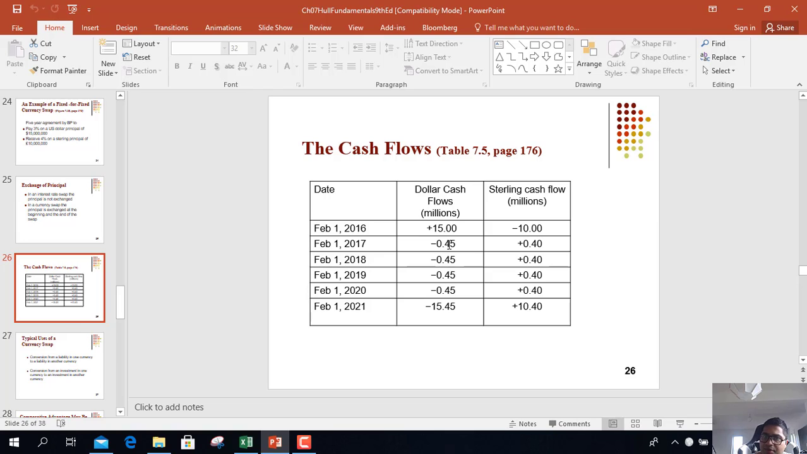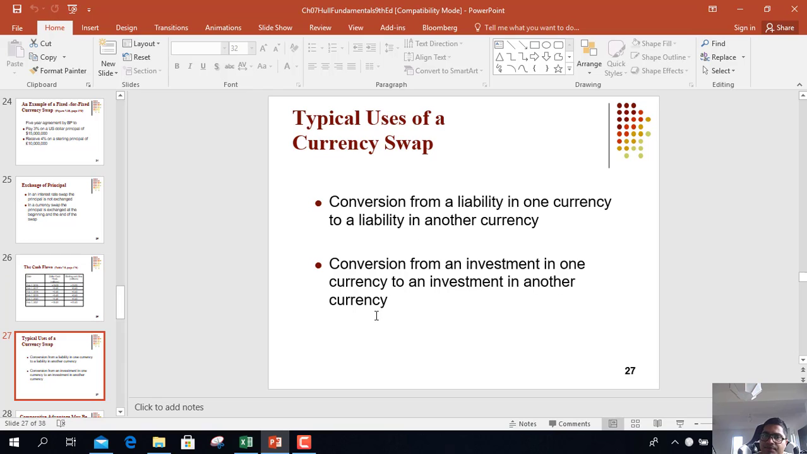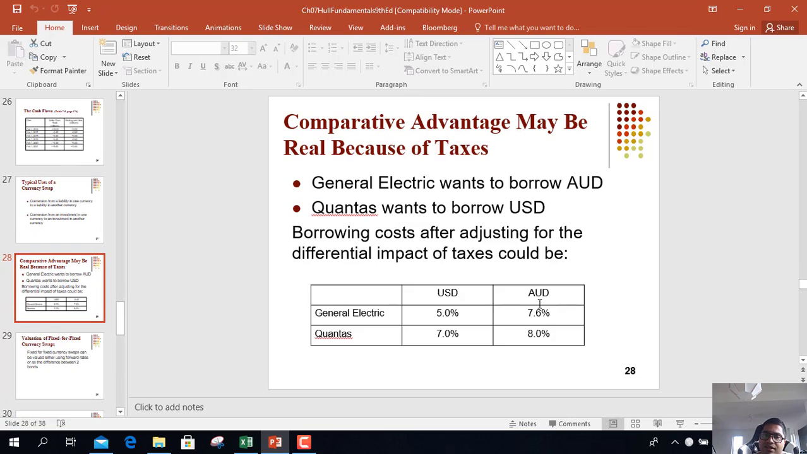So they have given an example. Principal is exchanged, right? You pay foreign currency, you get domestic currency, or you pay domestic currency, you receive foreign currency, whatever. You pay interest, and you exchange the principal at the end. Typical uses of currency swaps: conversion from a liability in one currency to a liability in another currency, and conversion of an investment in one currency to an investment in another currency.